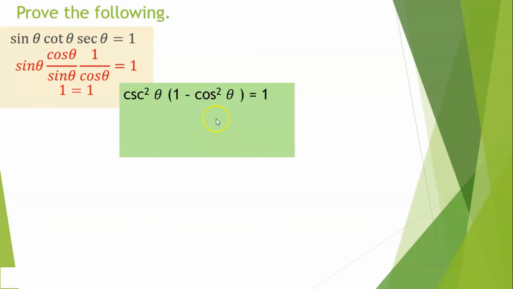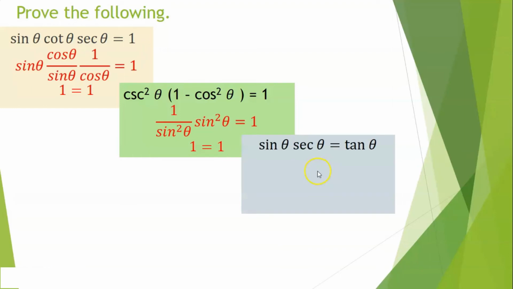Another example. Cosine squared times 1 minus cosine squared is equal to 1. For cosecant squared, we can rewrite it as 1 over sine squared theta. This is the reciprocal identity. This one, by Pythagorean identity, we will have sine squared theta. So we can cancel this, and we will end up with 1.